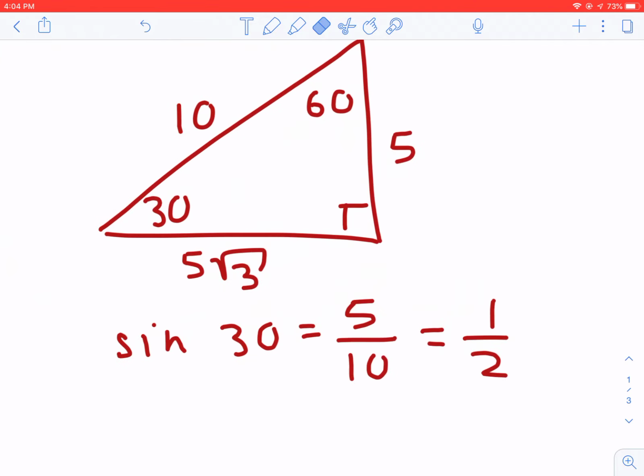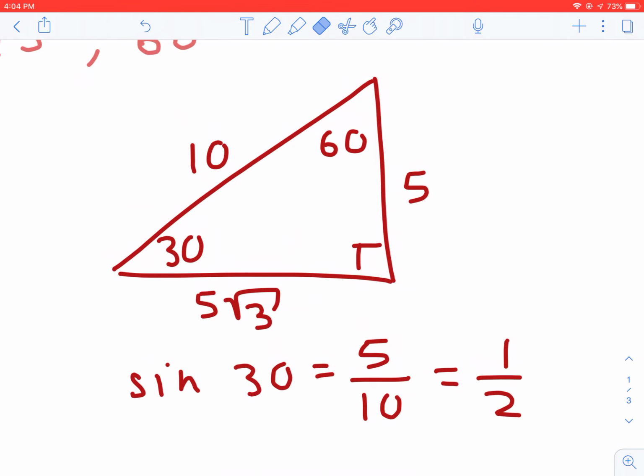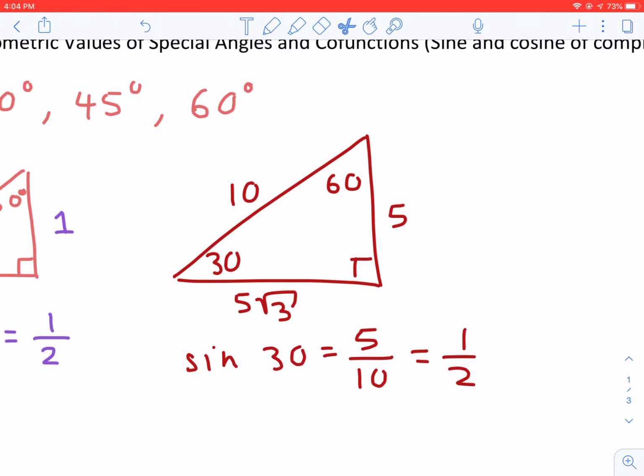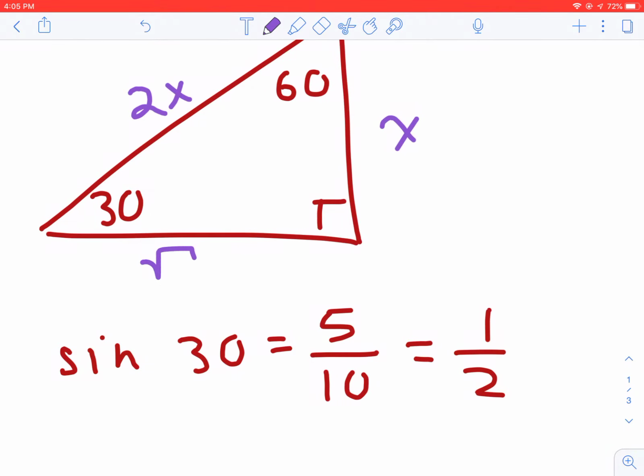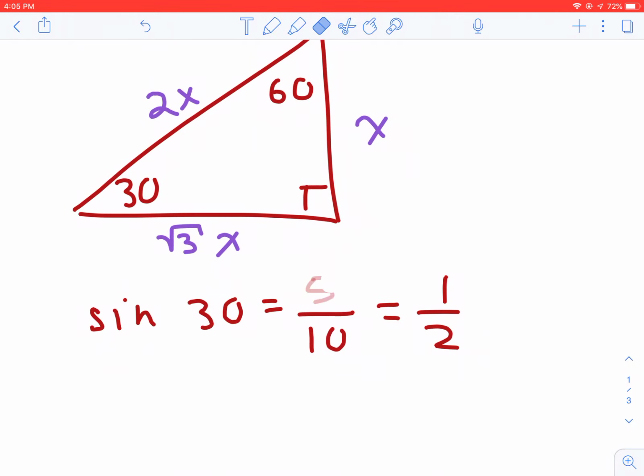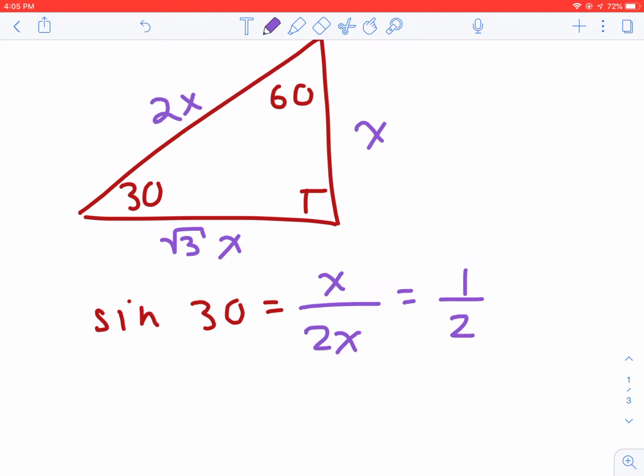And that's always going to be true in any 30, 60, 90 triangle because all of these triangles are similar, right? And we know similar triangles have corresponding sides in the same proportion. So that proportion in this case is 1 to 2. And if we want to make it even more general than this, instead of 5 and 10, I could call this length x. And then we know the hypotenuse is always going to be twice that length, so we can call that 2x. And the longer leg will be x times radical 3. So in this triangle, if we do sine of 30, the general case, that's going to be x over 2x. So we can really see sine of 30 is a half. All right?